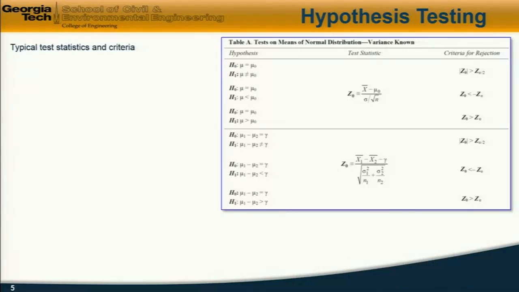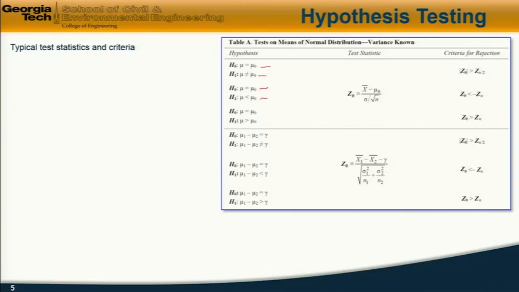Some typical tests, statistics and criteria, I should say, are given here for various hypotheses. For example, the first hypothesis here, H0, is that the mean value is equal to some prescribed value mu0, and the alternative hypothesis is that mu is not equal to that value. Another possibility is that the null hypothesis is that the mean value is equal to mu0, and the alternative hypothesis is that the mean value is less than that value, etc.